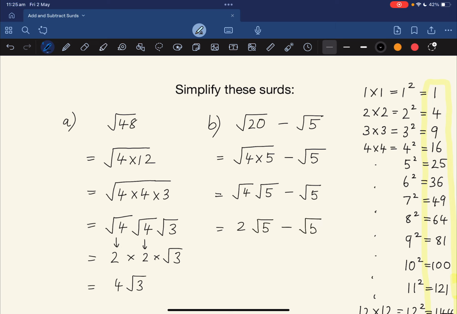Now these root 5s, these terms are like terms, right? There's an invisible 1 here. So what we're going to do, we can just write 2 root 5, take 1 root 5. Well, 2 take 1 is just 1. 1 root 5. And we don't even need to write that 1 there. So that one is done. There are things called like surds, which can help us simplify further, which is nice.